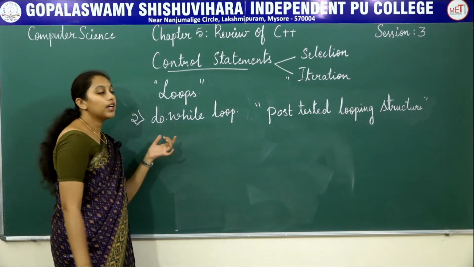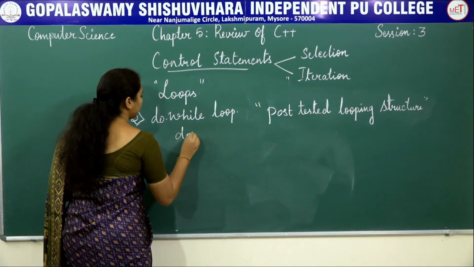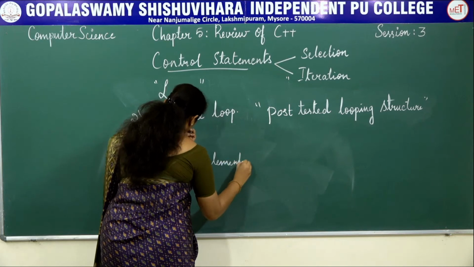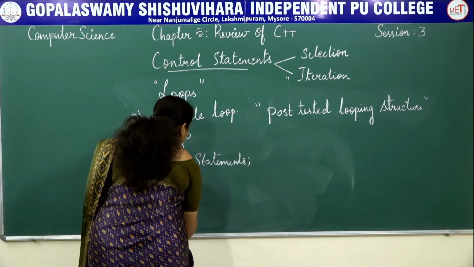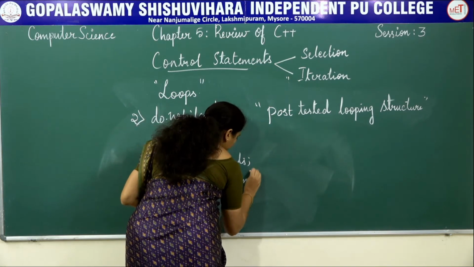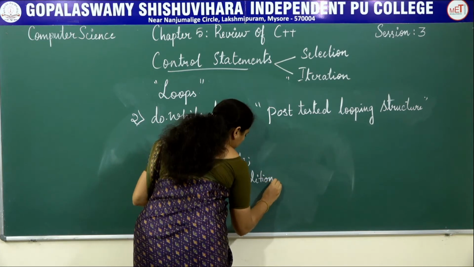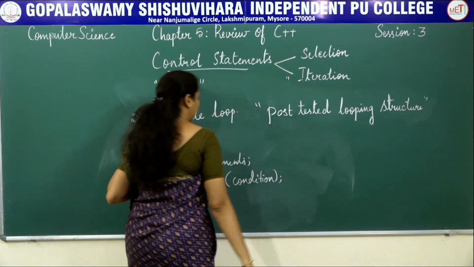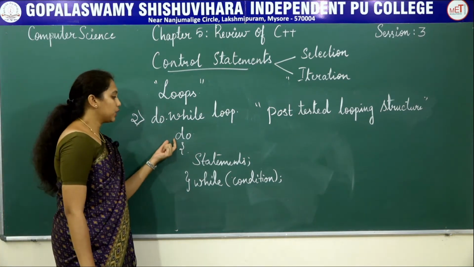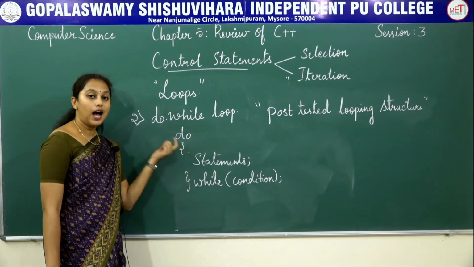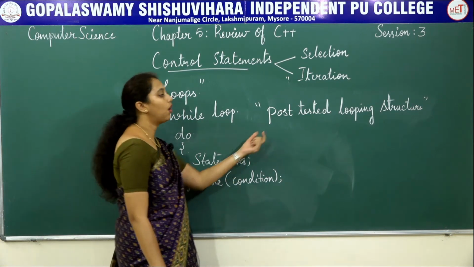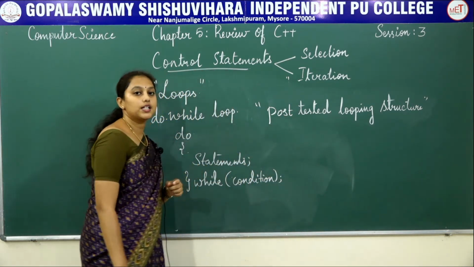The syntax for do while loop is: do statements while condition. See here in do while loop, first it will execute the statements. After executing the statements, it will check for the condition. That's why it is called as post-tested looping structure.